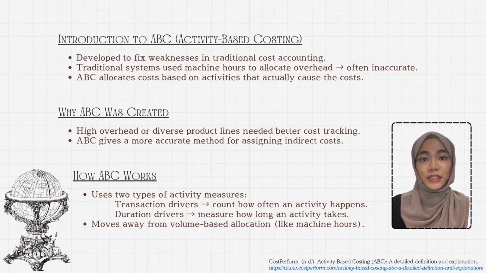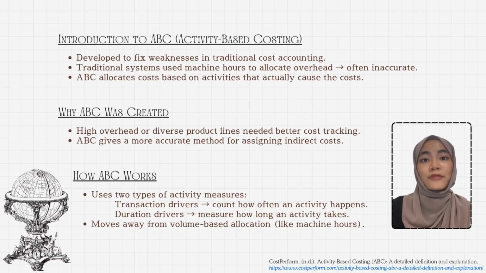Activity-based costing has emerged as an improvement to the traditional cost accounting system, offering advantages in the allocation of manufacturing overhead costs by focusing on the actual tasks or activities that cause these costs to happen. Activity-based costing was developed because the traditional cost accounting system had weaknesses. The system typically allocated manufacturing overhead costs primarily using machine hours, which often led to distorted and inaccurate cost representations.